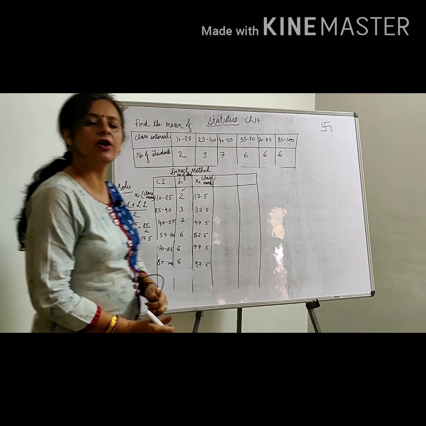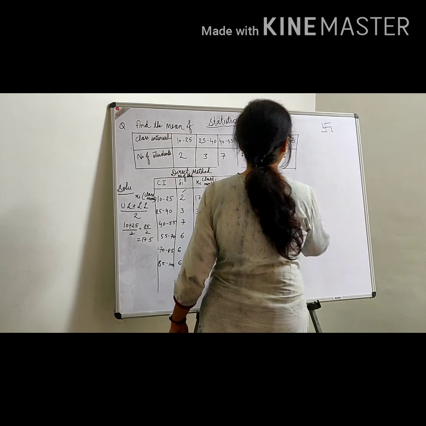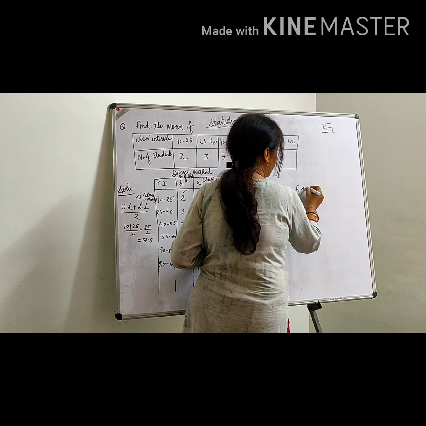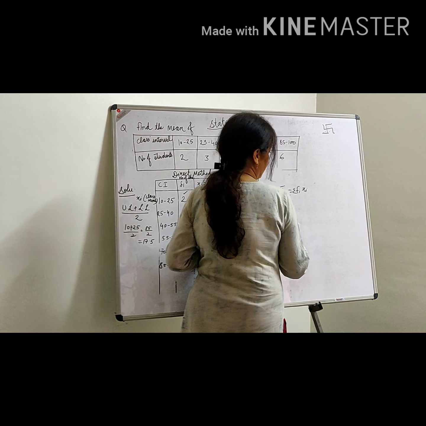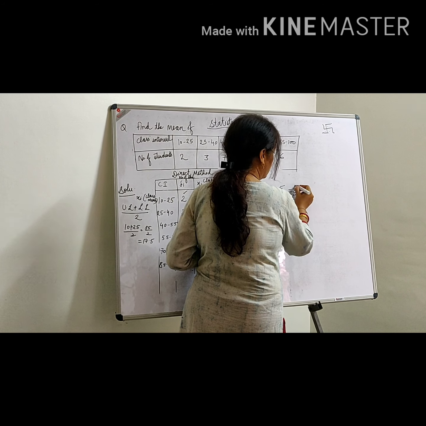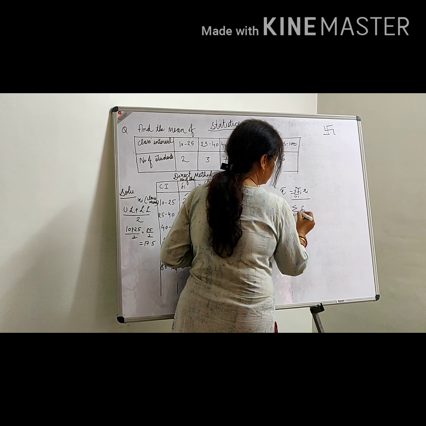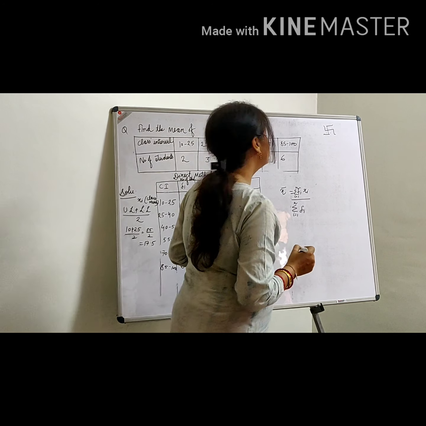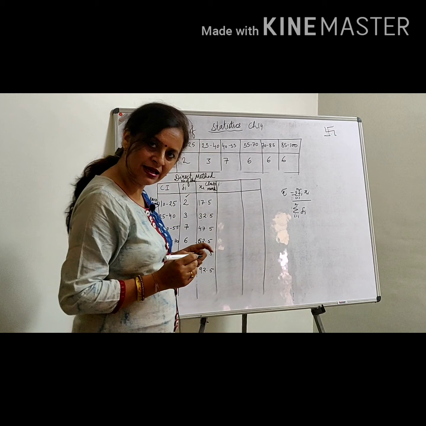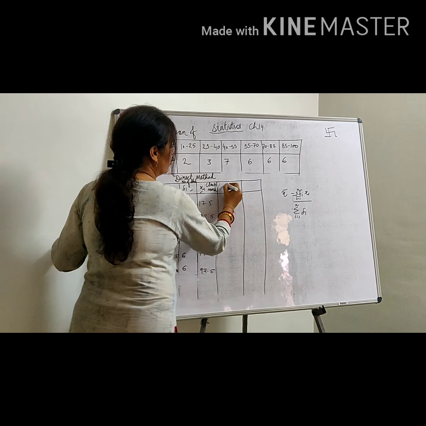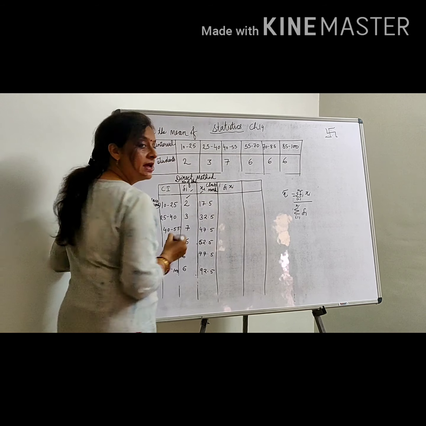The formula to find out the mean by the direct method is x bar is equal to summation of fi xi where i is from 1 to n divided by summation of fi where i is from 1 to n. That means you need to find out fi and xi. This is your fi and this is your xi. So let us calculate fi xi.